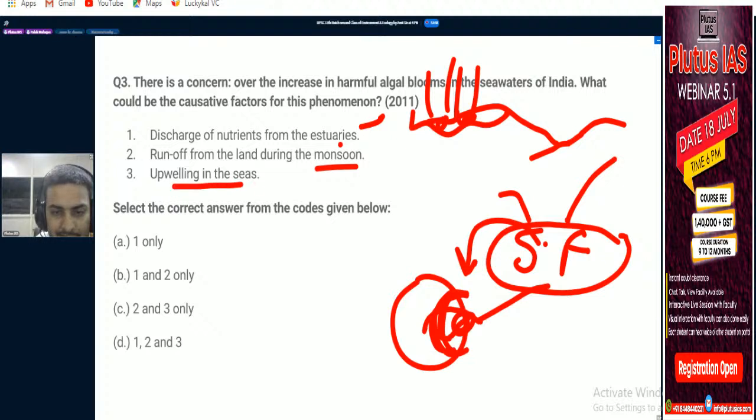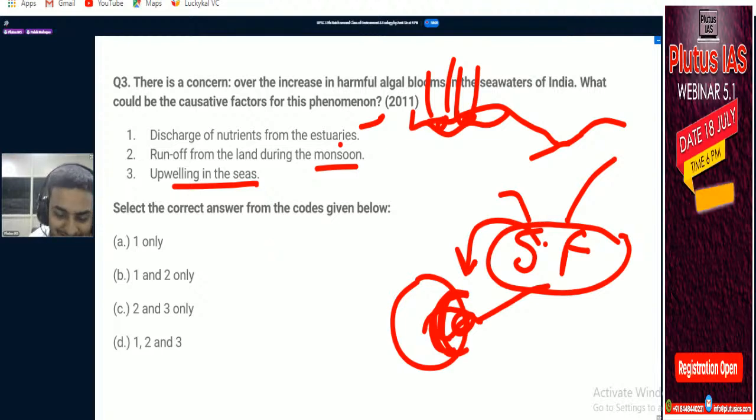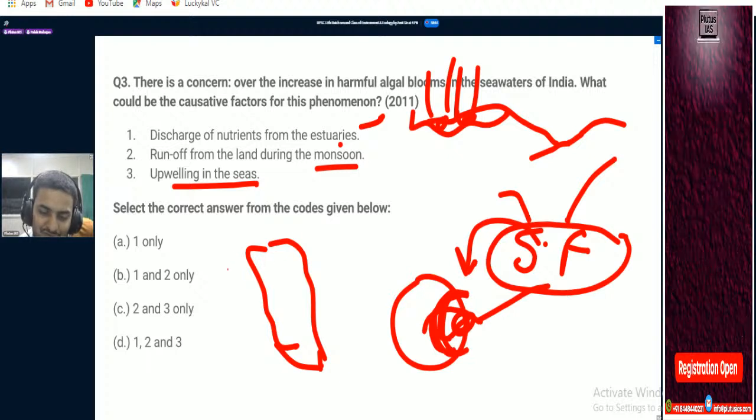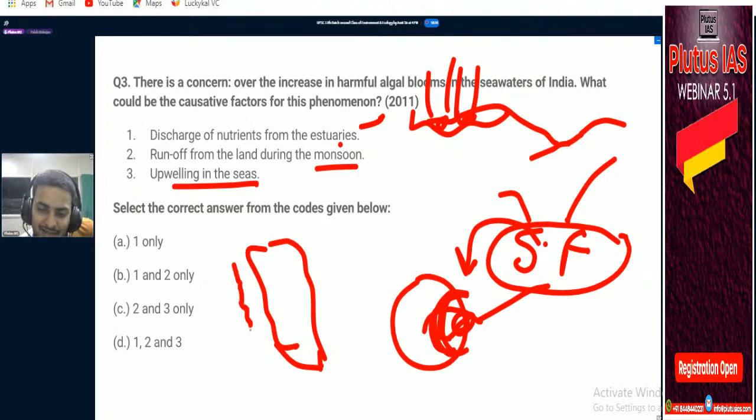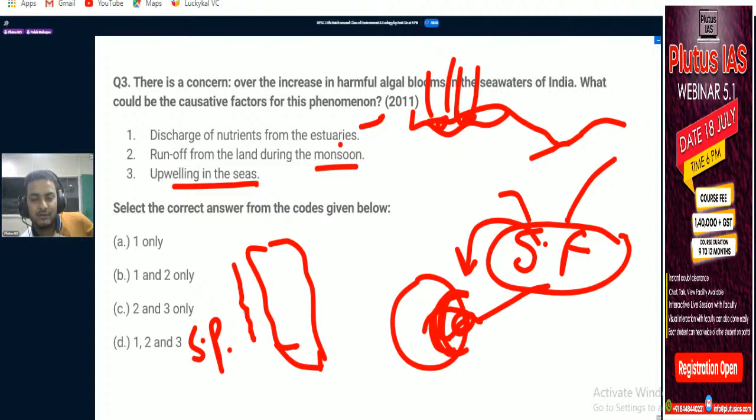Then upwelling in seas. This is a concept I will tell you, okay. It's like I'm teaching geography, not environment. So in South America, suppose this is South America continent. So on the western coast of South America, here we have water flow. It is called current. Flow of water is called current. So it is Southern Pacific Ocean here.